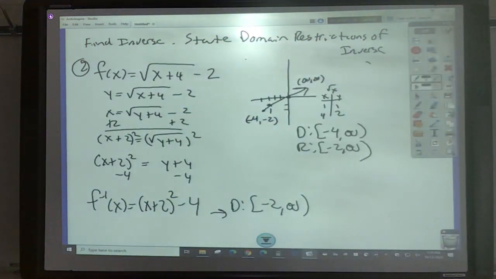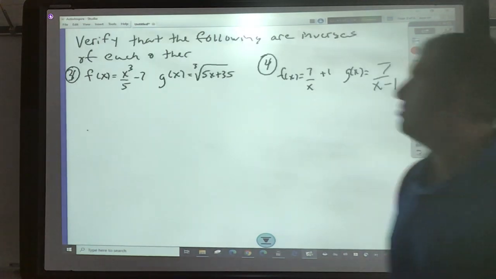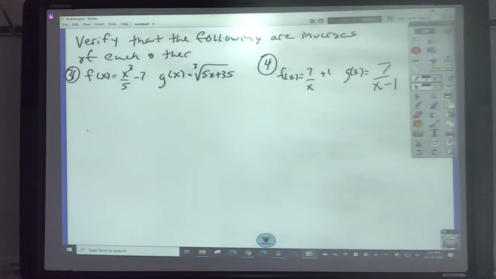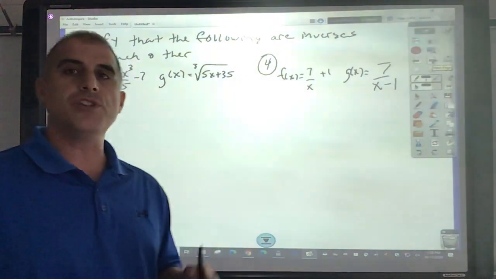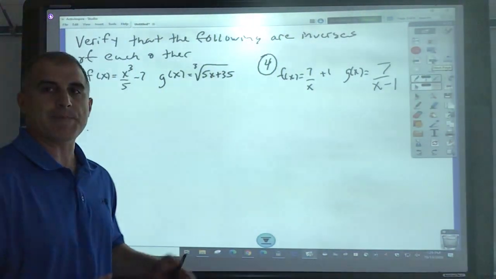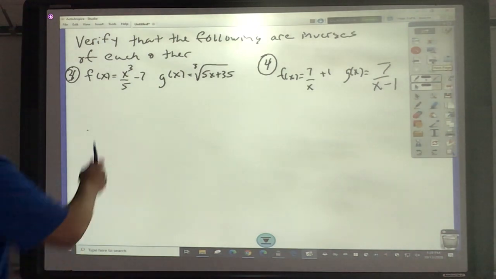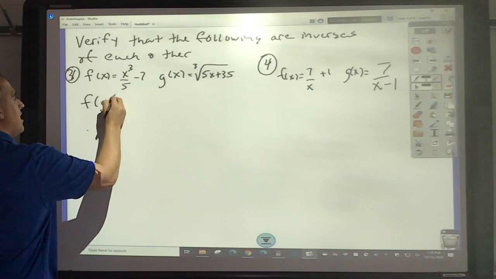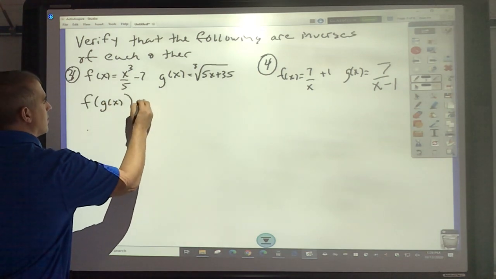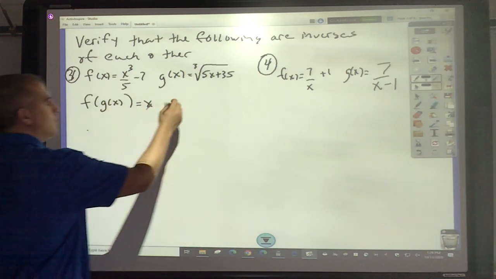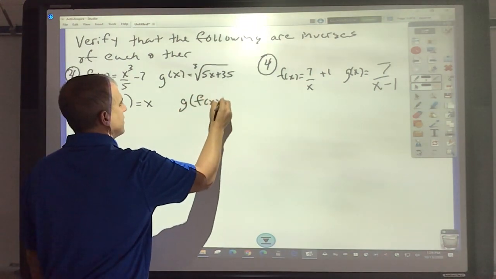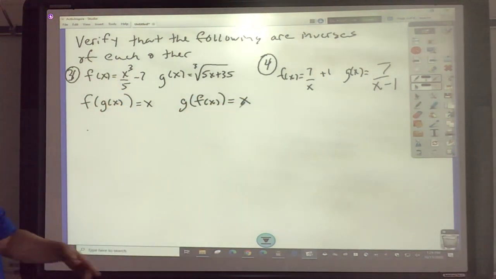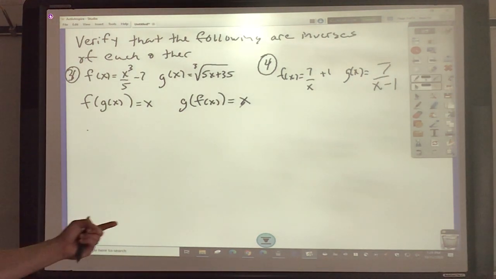Now, let's talk about how you can verify inverses. There are 2 ways, and I would do one way for a certain type of problem and another way for another. One way you can do it with a simple function is if you do the composition of f of g of x, and it equals x, and you do the composition the other way, and it also equals x, that means they're inverses of each other.